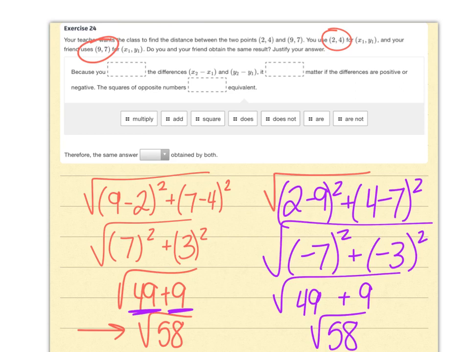So to fill in the blanks here, because we're squaring these numbers, it doesn't matter if it's going to be positive or negative. It does not matter if the differences are positive or negative, because when you square the numbers, the answers are equivalent.